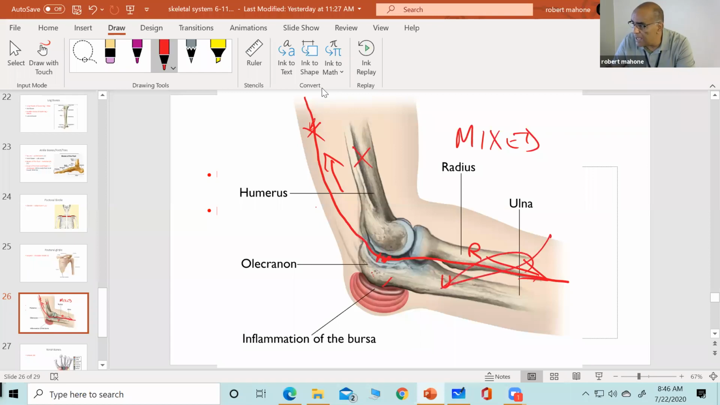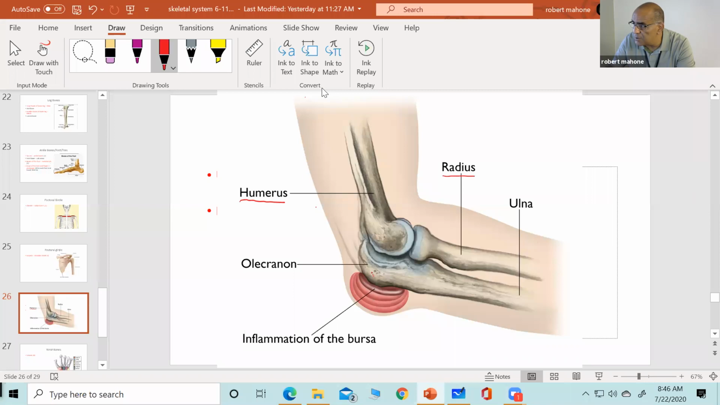All right, so that is what's happening when people are hitting their funny bone, and the bones of our upper and lower arm. The upper is the humerus. The lower arm thumb side is the radius. Lower arm pinky side is the ulna. All right.